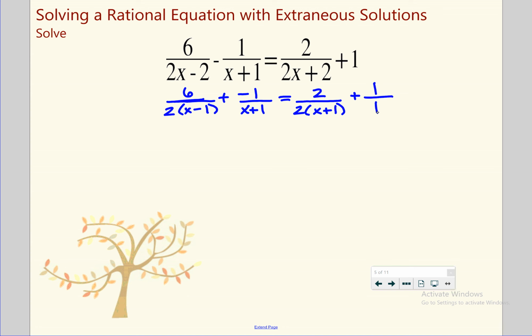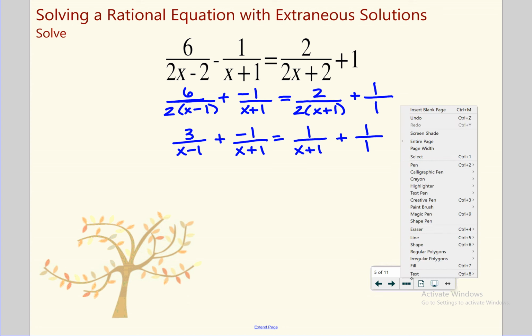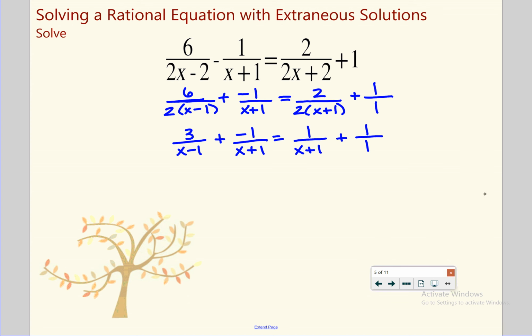Just that first fraction. Yeah, you can do 6 over 2. 6 divided by 2 gives me just 3 over x minus 1 plus negative 1 over x plus 1. And then you can do the same thing in this one. 2 over 2 just gives me 1 over x plus 1 plus 1 over 1. So what is, in this problem, the least common denominator? Now that I've made it a little prettier. Least common denominator. X minus 1, x plus 1. Yep.